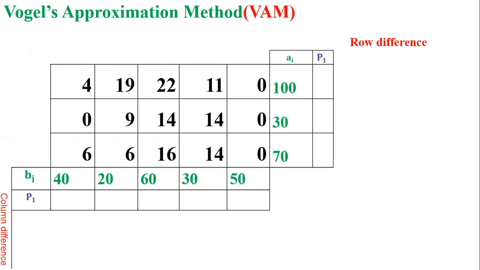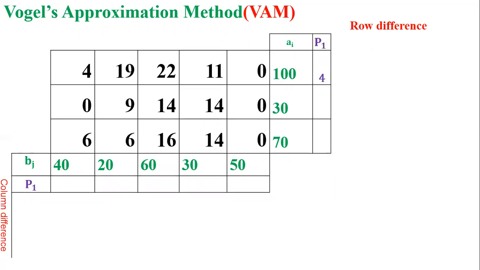You have to find the row differences and column differences. Difference means the difference of the least two elements. First row difference is 4, and the second row's least two elements are 0, 0, so the difference is 0. Third row's least two elements are 6, 6, so the difference is 0. Column differences are the differences of the least two elements: 4, then second column 3, next column 2, and next column 3. Among these differences, you have to choose the highest difference. The highest difference is 6.